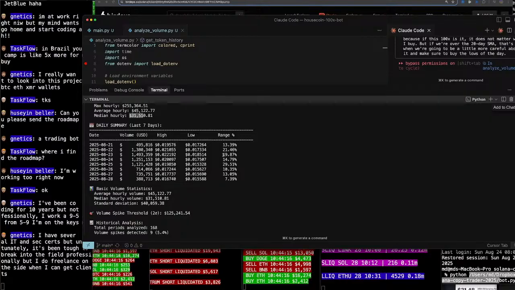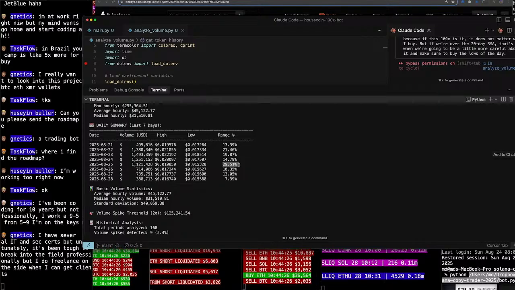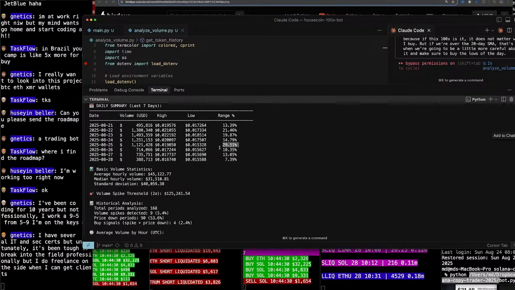Daily summary. So the range, this is where you'll get busted, dude. And that's why I'm building this. You'll get cracked if you use DCA on Jupiter. It's a cool tool, I like it. I like the DCA, but you'll get smoked, bro.